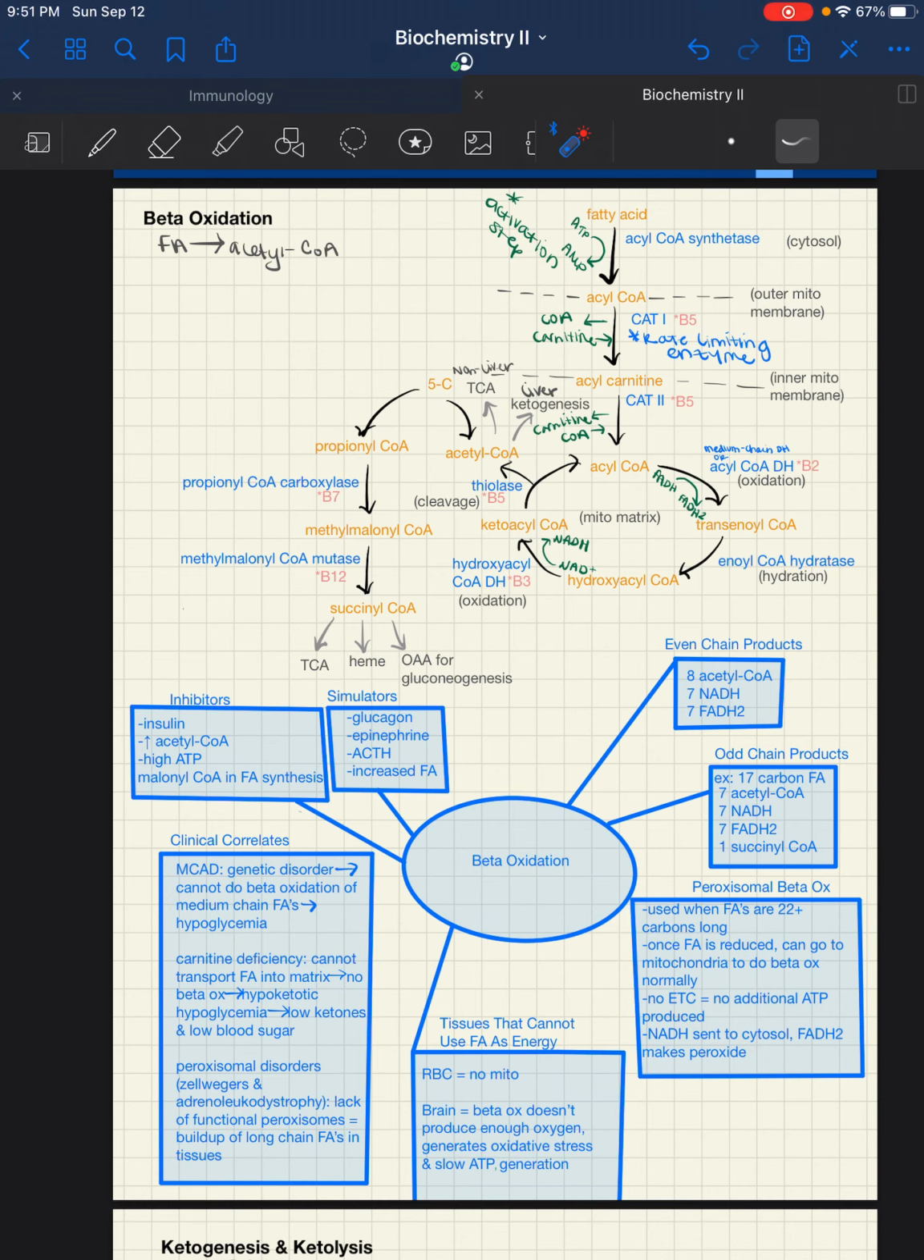But not all of our fatty acids are even number of carbons. Sometimes they're odd numbers of carbons. So let's say a 17 carbon fatty acid had to go through this process. It'll go through this process until there's 5 carbons left. When there's 5 carbons left, the 5-carbon molecule will become acetyl-CoA, but it'll also become propionyl-CoA.